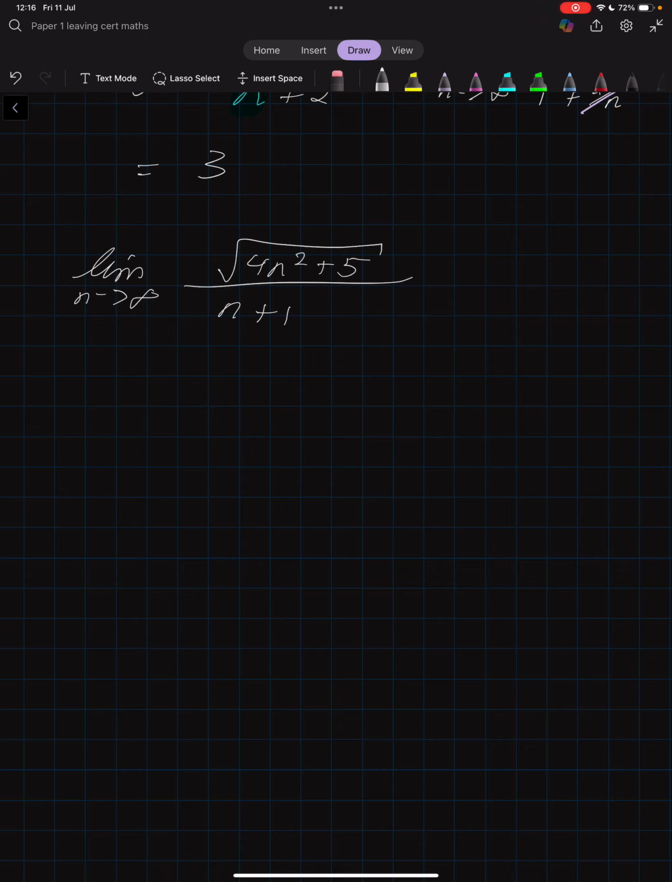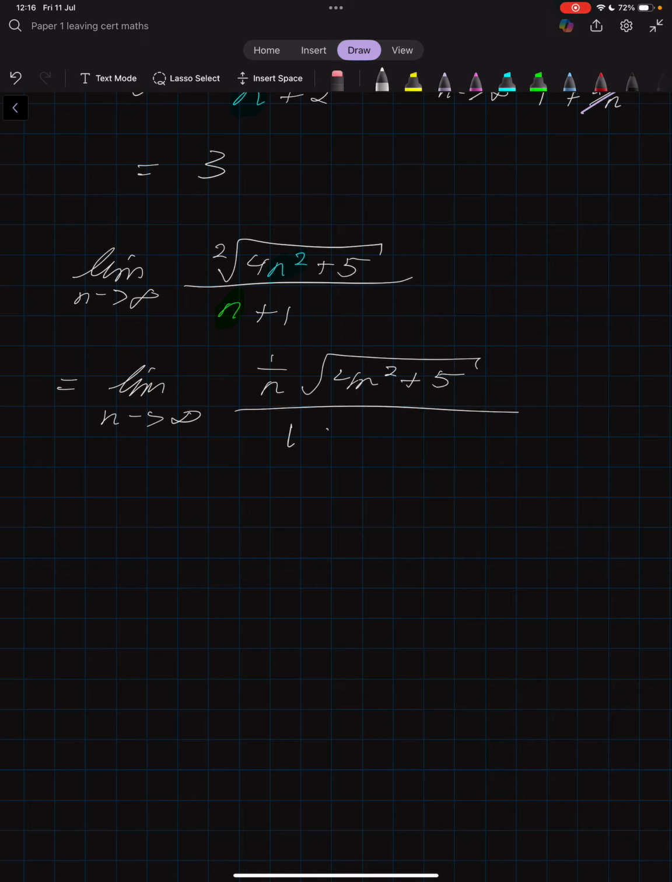What's the highest power of n you see here? The answer is n. This n squared is a higher power, but it's under a square root. So the square root of n squared is actually just n. So the highest power of n you see here is simply n, okay? So you would divide the top and the bottom by n. So you'd say 1 over n into the square root of 4n squared plus 5 all over 1 plus 1 over n.